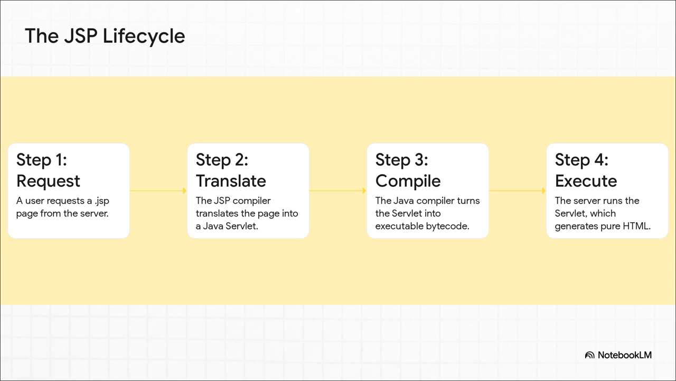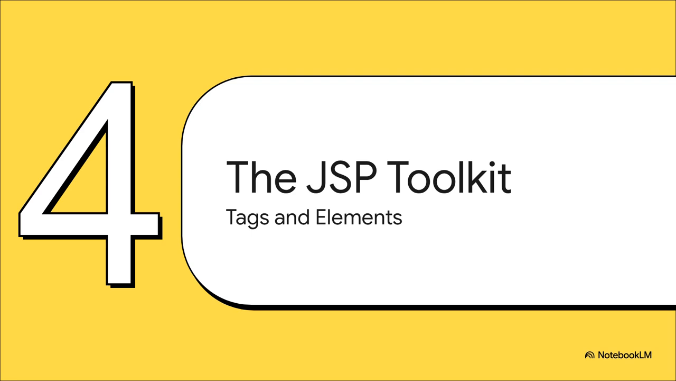Step 3. A regular Java compiler then takes that servlet code and compiles it into executable bytecode. And finally, Step 4. The server runs that program, which spits out a final, pure HTML page and sends that back to your browser. So really, JSP was kind of like this user-friendly disguise for the much more complicated servlet technology working underneath. Now, to make all this magic happen, developers had a whole toolkit of special tags they could use. Let's take a quick look at the three main ones you'd see.